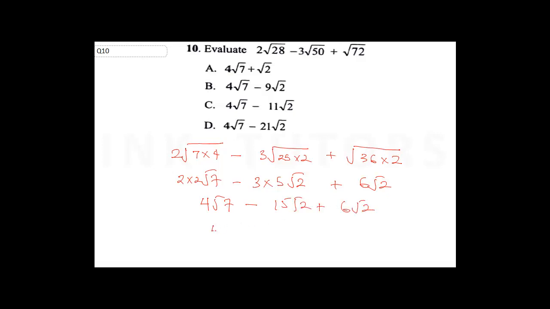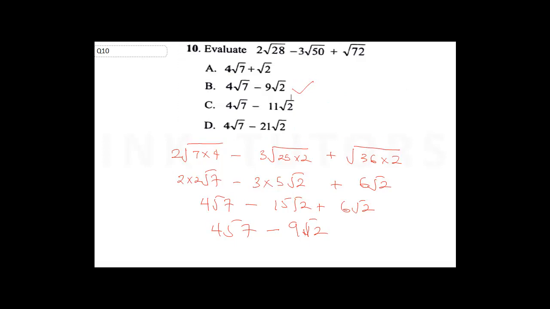So this is going to be 4 root 7. Now minus 15 plus 6, it's going to give us minus 9 root 2. So that's our final answer. So the correct answer here is going to be B.